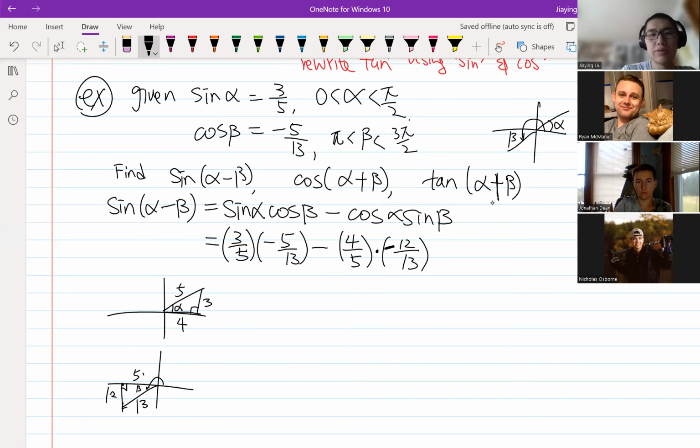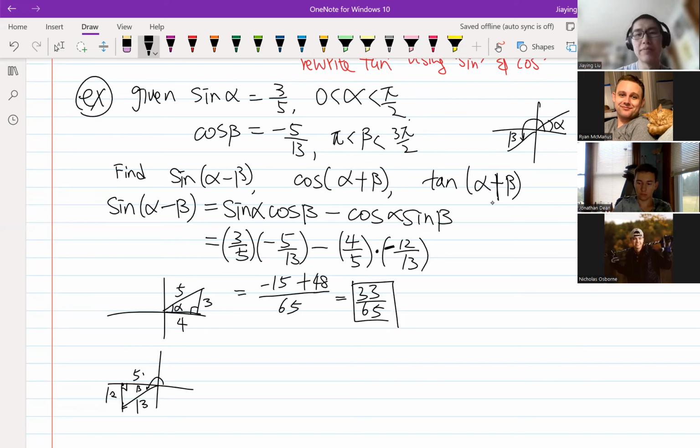So now we have all the terms. We can simplify. The denominator is 5 times 13, which is 65. The numerator for the first one is -15. For the second one, it's minus 4 times -12, so that's plus 4 times 12, which is 48. If we simplify this, we get 33/65, and it looks like we cannot simplify further. So that's sine alpha minus beta.